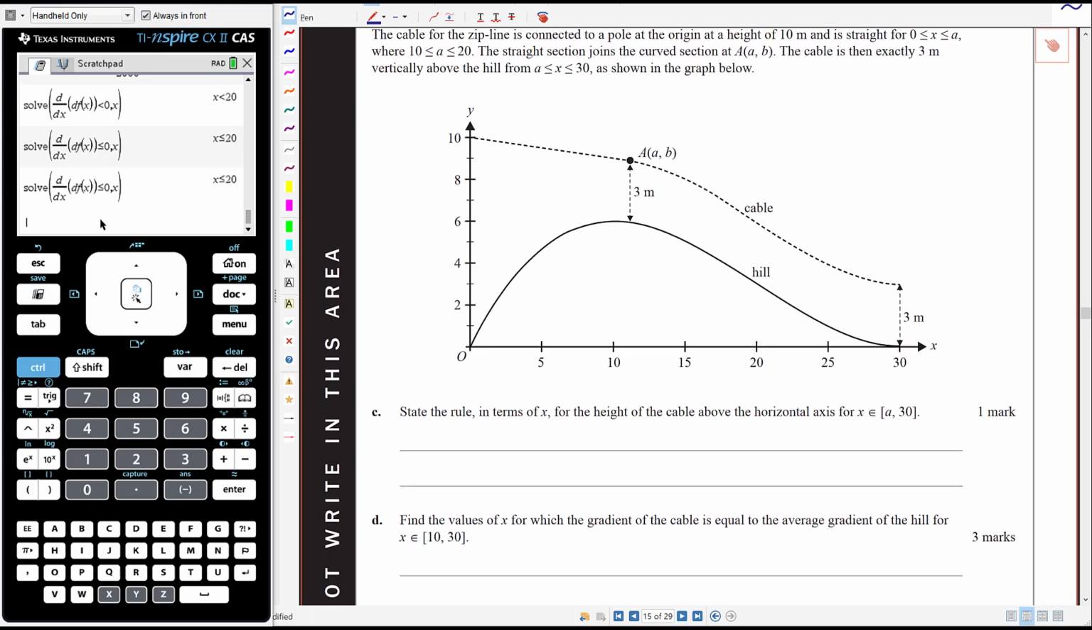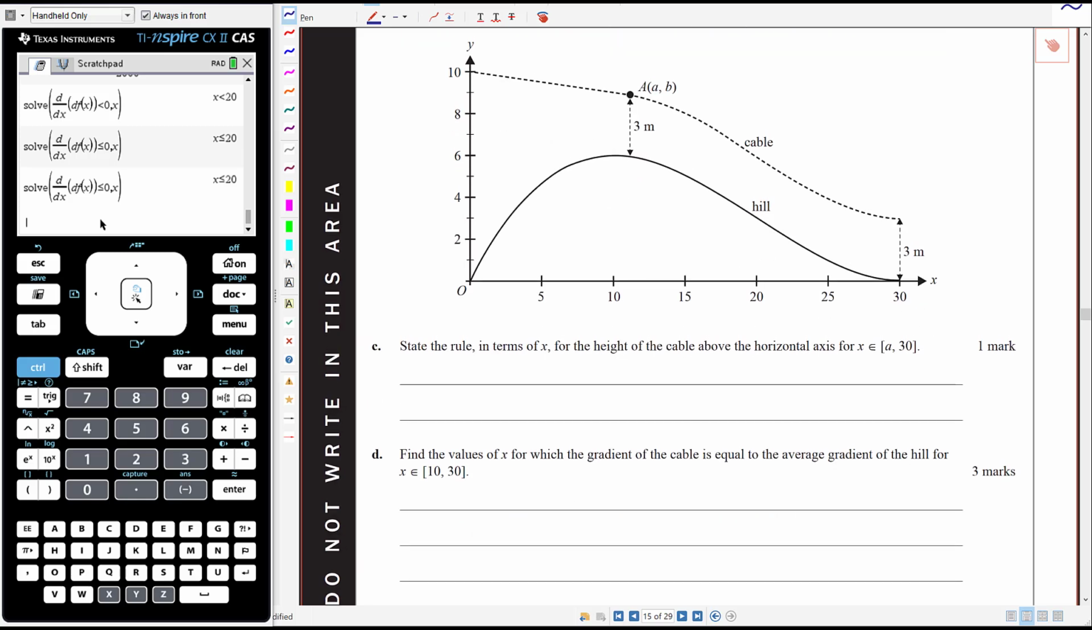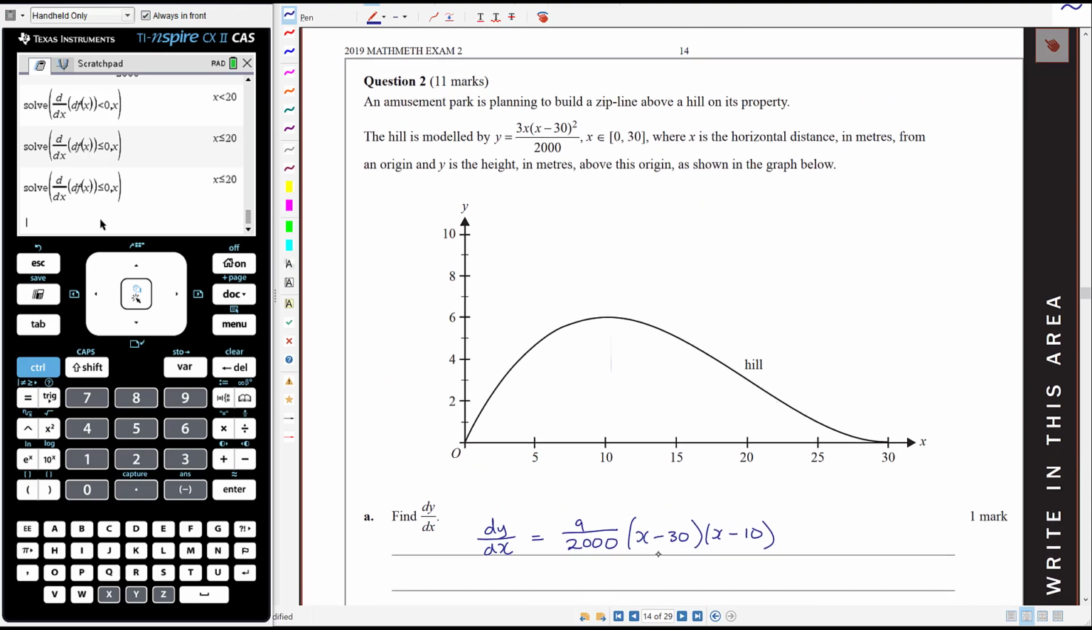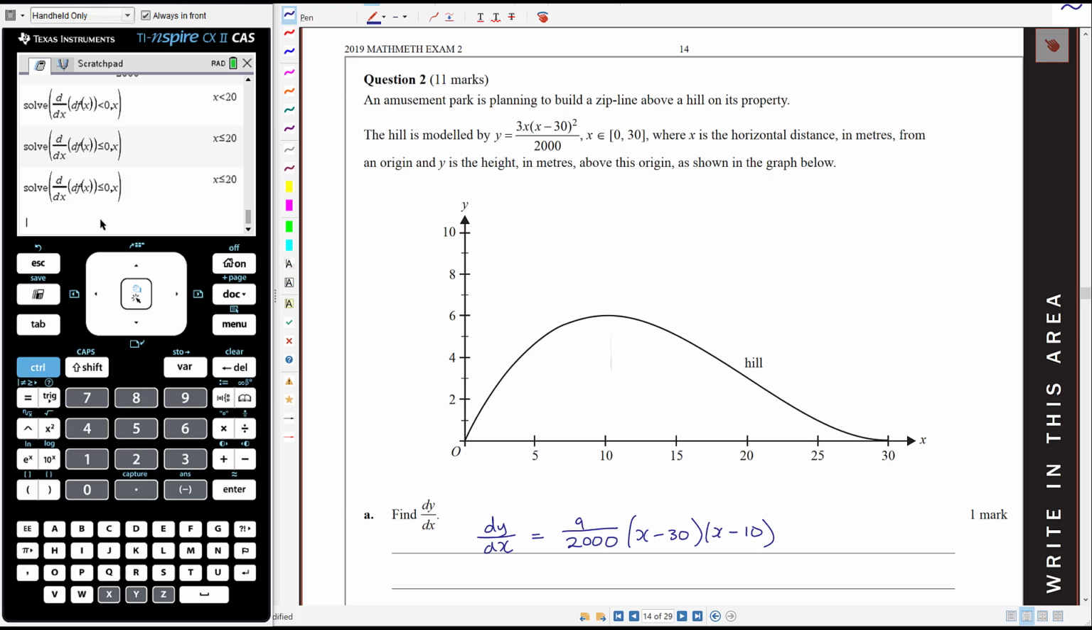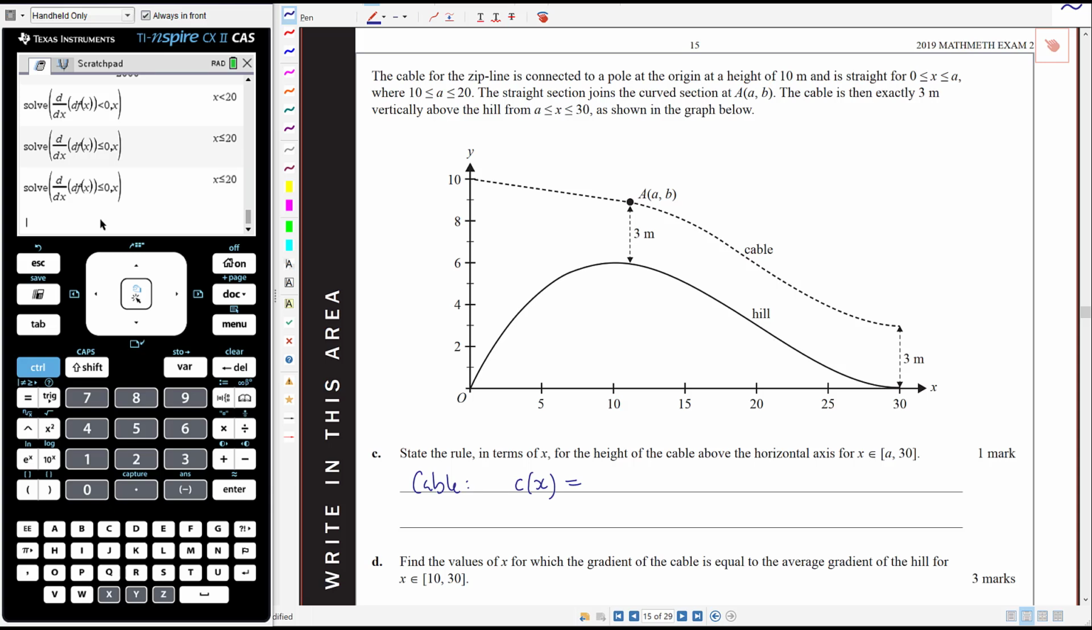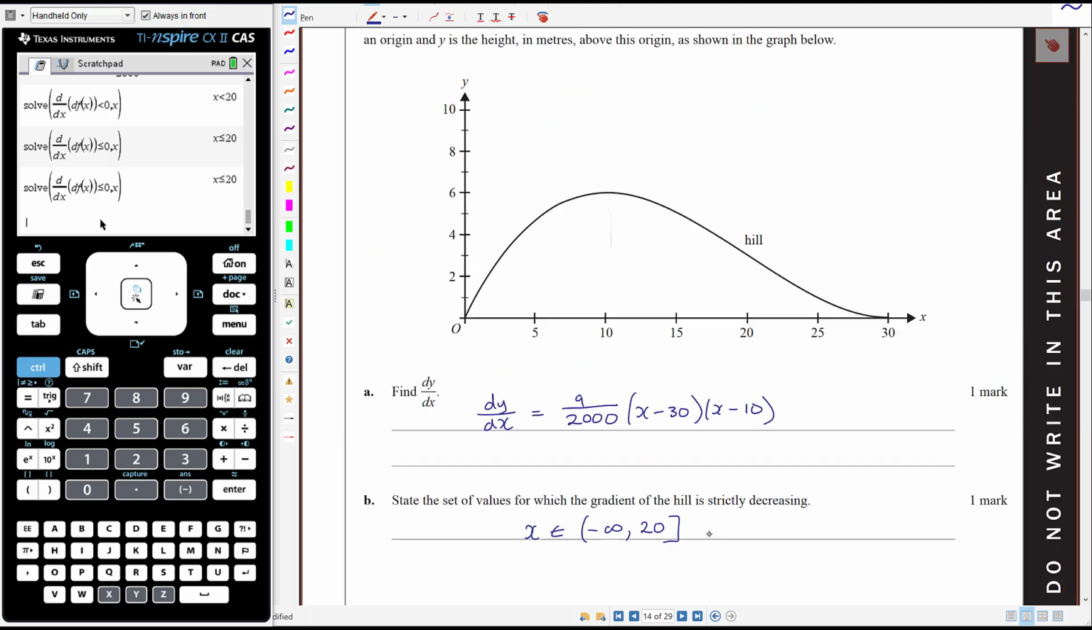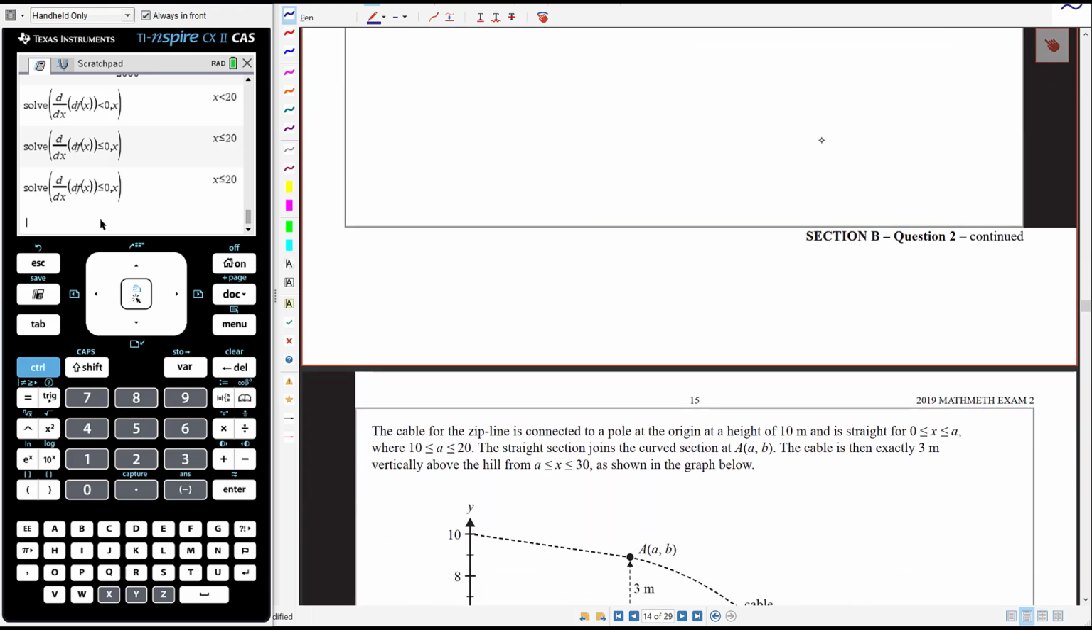State the rule in terms of x for the height of the cable above the horizontal axis for x is an element of A to 30. So the cable is simply just 3 meters above the original hill, and so that means the rule for the cable, I'm going to call it C of x. So the cable is going to be C of x, and it's the original function, which I can't refer to as f of x because it hasn't been defined as f of x. So it's 3 on 2000 x times, sorry, let me just get it again, x minus 30 squared.